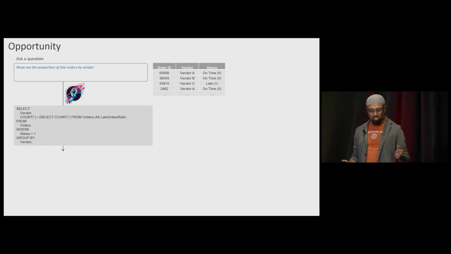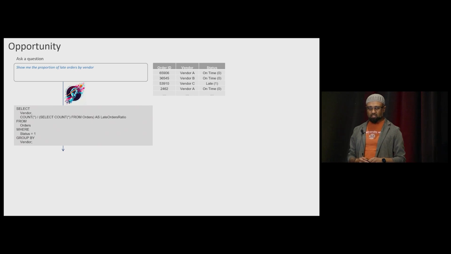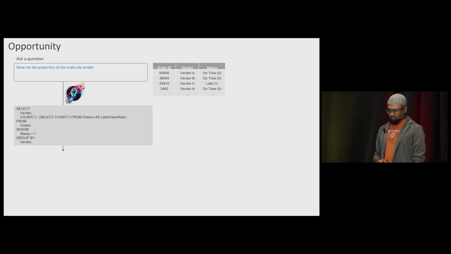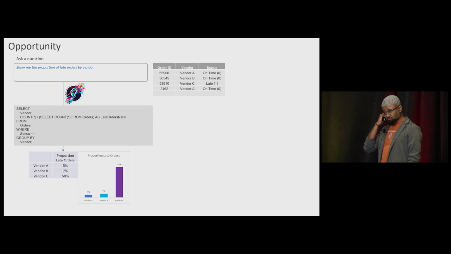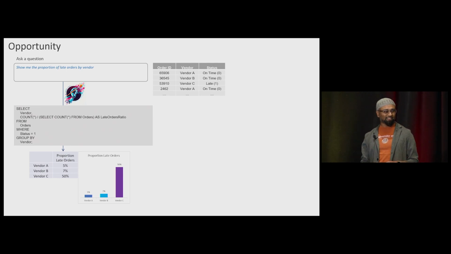Okay. So the data scientists that were building this application went ahead, tested this one, created a bunch of SQL queries, and they get this output. So this is the output that they got. They got vendor A at 5%, B at 7%, and vendor C at 50%, which seems to show that vendor C needs some talking to, right? So they went ahead and deployed this application.